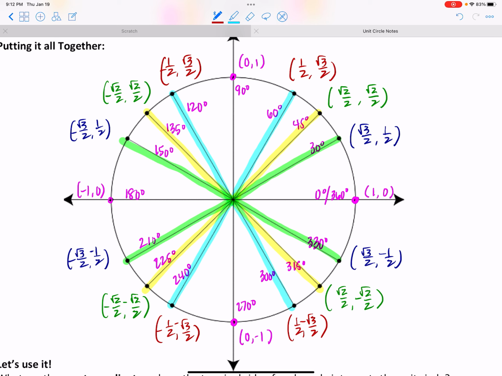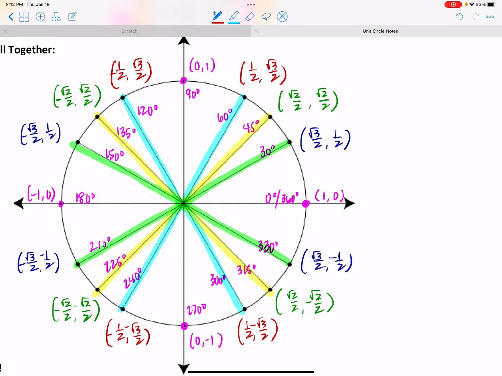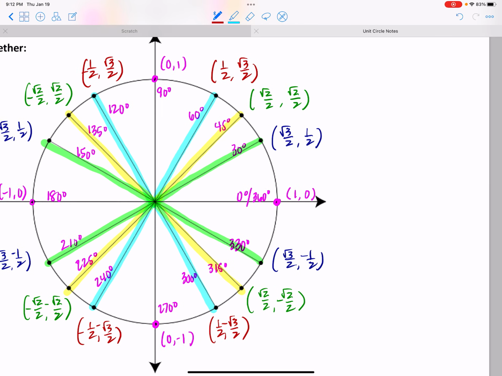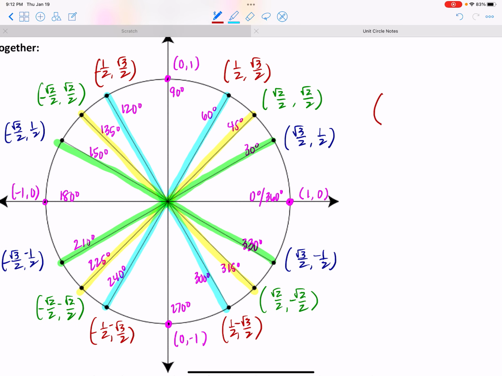Now remember, what in the world is this unit circle telling us? It's telling us the exact values for the cosine and the sine for all of the angles that we've labeled in here, including the ones that are quadrantal. So each of these coordinates, the x value and the y value, is showing us the cosine for our angle and then the sine for our angle, again including the quadrantal angles.